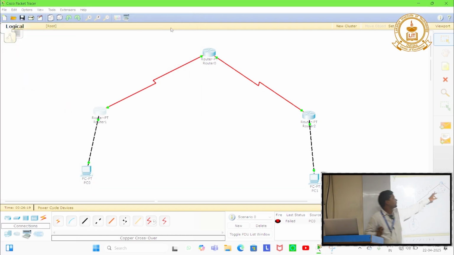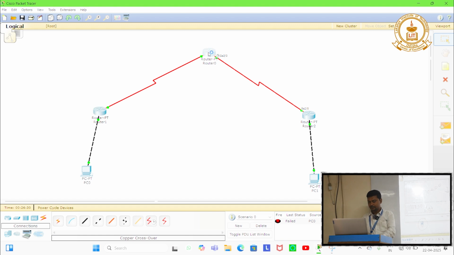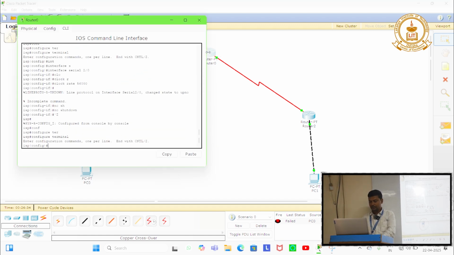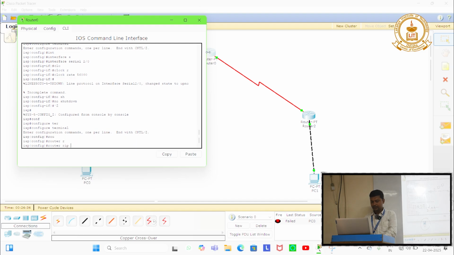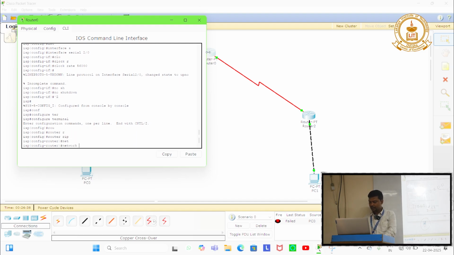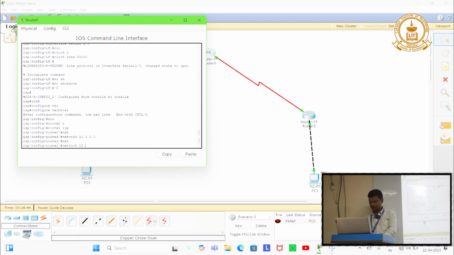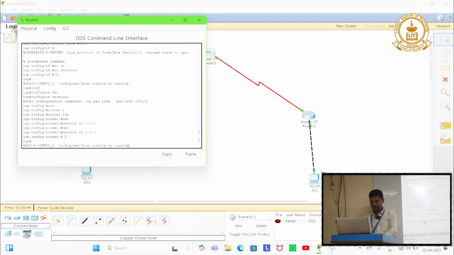Next is the ISP router. In the ISP router also two networks are directly connected: one is the 10.0.0.0 network and the other is the 12.0.0.0 network. Simply, configure terminal, router rip, then network. Which networks? The 10.0.0.0 network and the 12.0.0.0 network. Control Z, write memory.